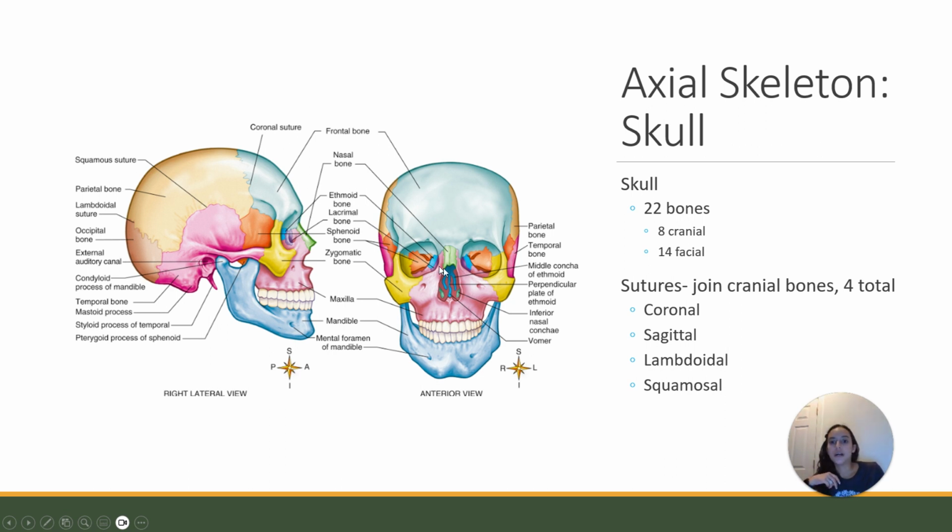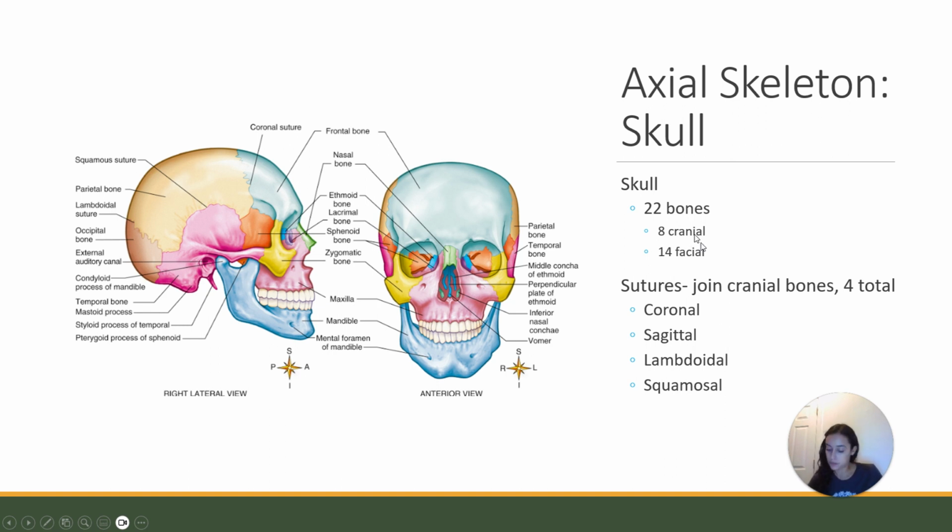You have a sphenoid, which you can't really see in this image, and the ethmoid bone, which also sits behind the nose. Sorry, did I say the sphenoid sits behind the ear? Sorry. The sphenoid sits behind the orbits and behind the nose, and the ethmoid sits right behind the nose. Okay, so I think right here, here's the sphenoid. You could see it here in the orange. And then the ethmoid, if I'm not mistaken, yes, it is this little blue one here. Those are your cranial bones.